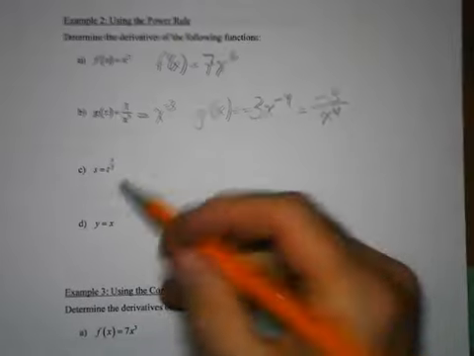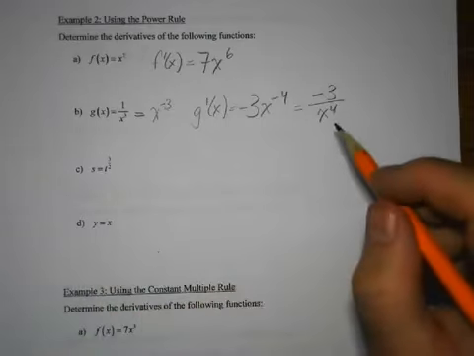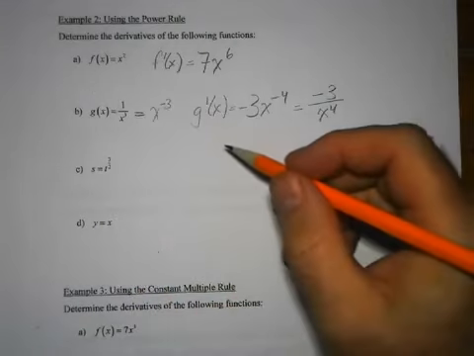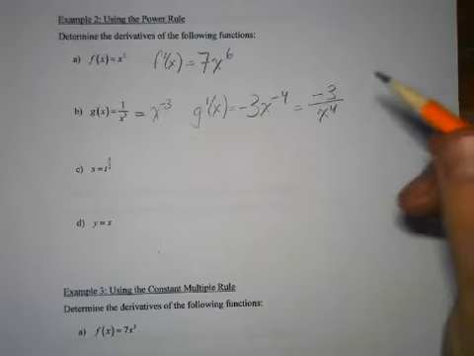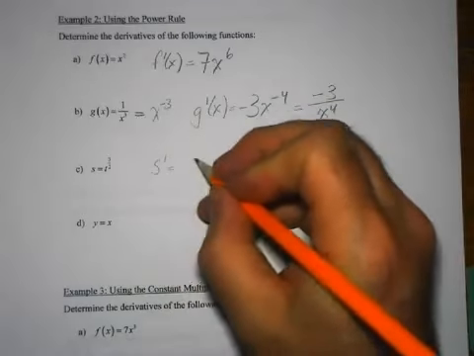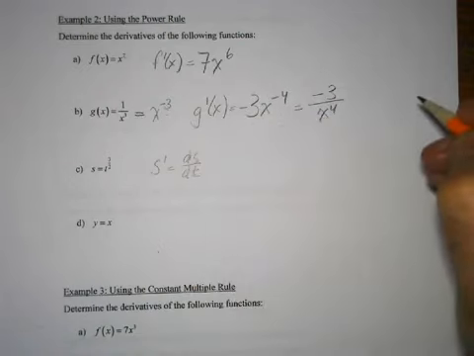Okay, so hoping that makes sense to you. Let's try this one here. This time we have s equals t to the 3/2. Well, that's already in the right form for us to use. So we could write this as s prime, or we could say derivative of s with respect to t, ds by dt.